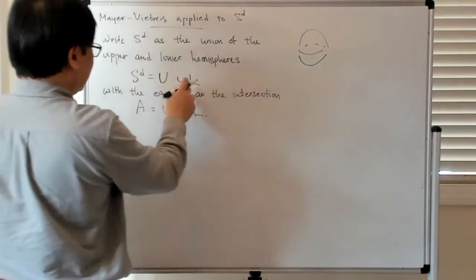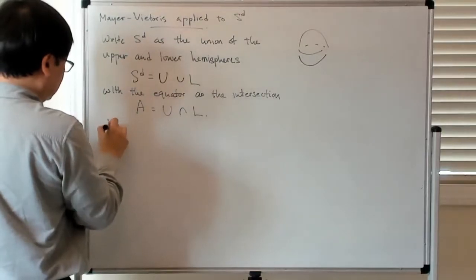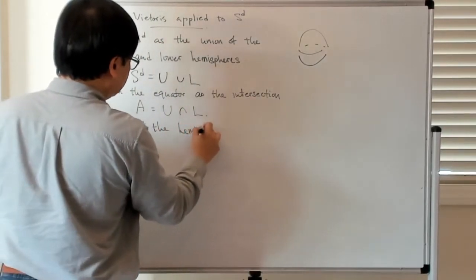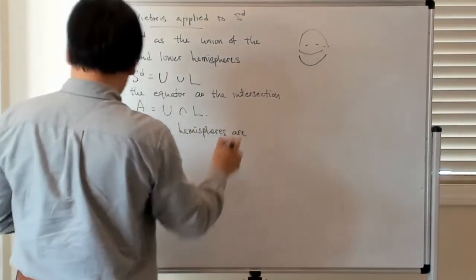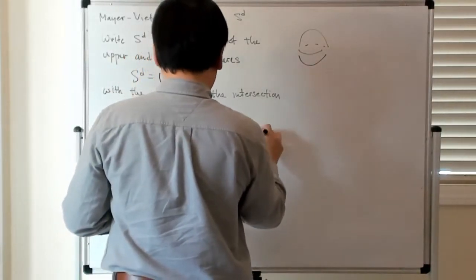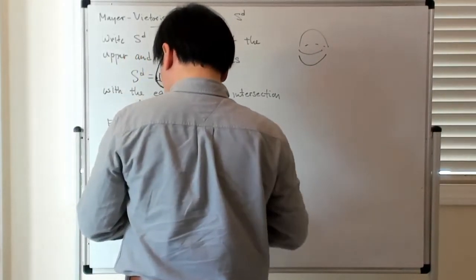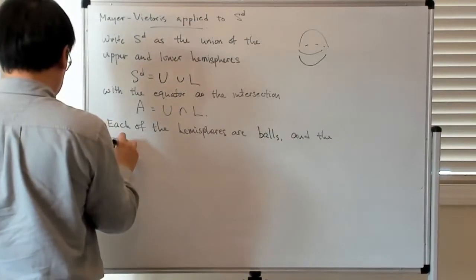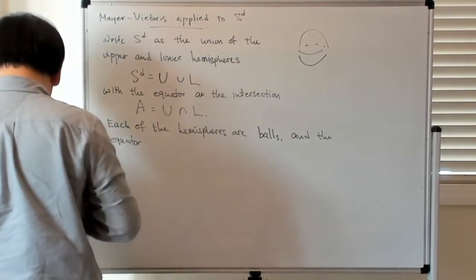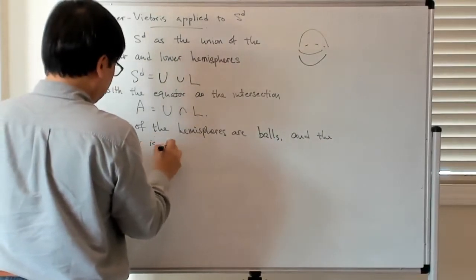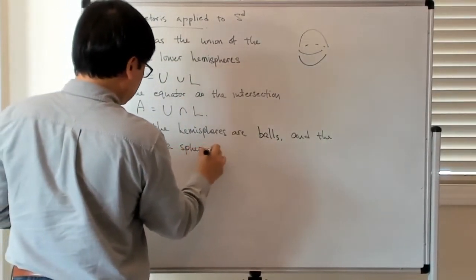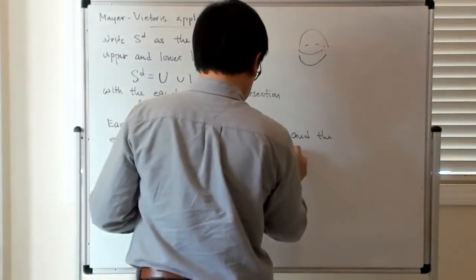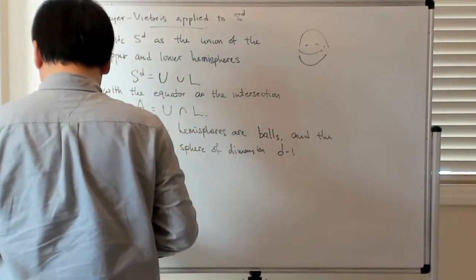Okay, so each of the hemispheres are balls, right? And the equator is a sphere of dimension d minus 1.